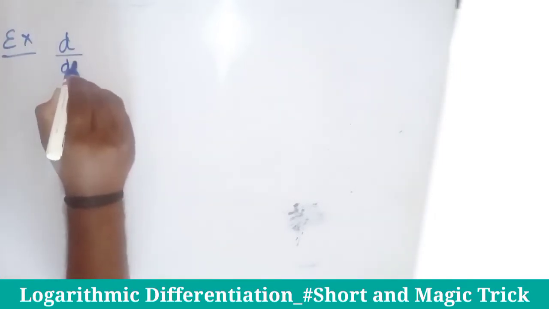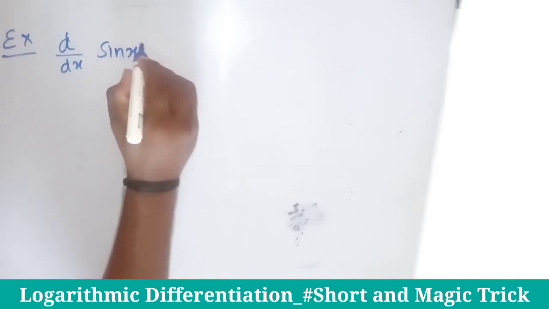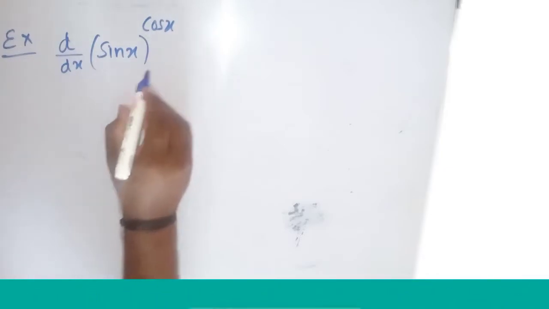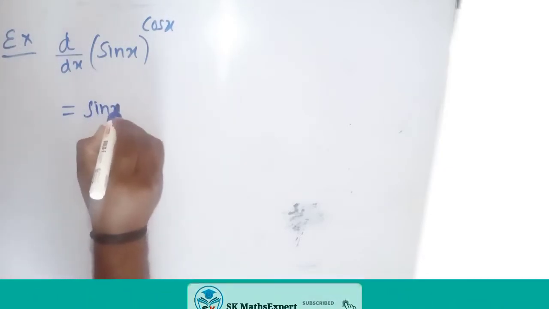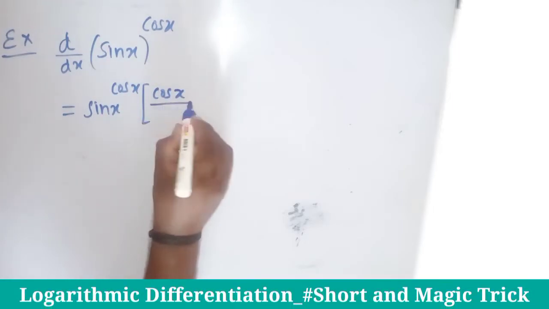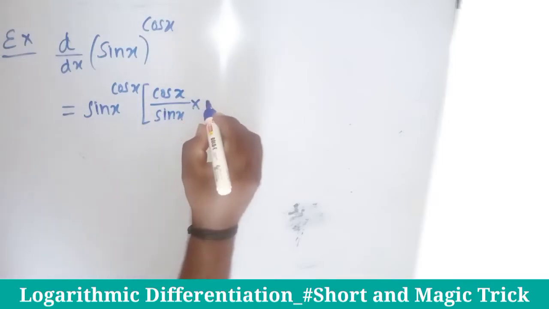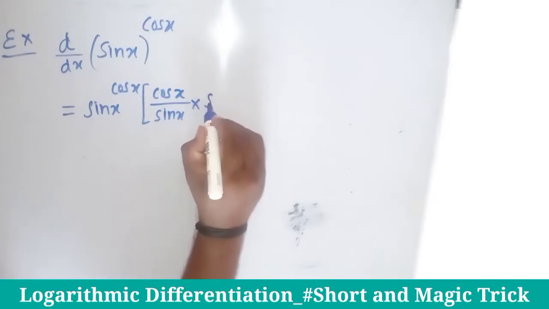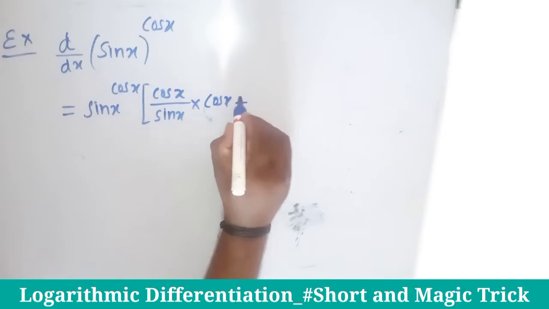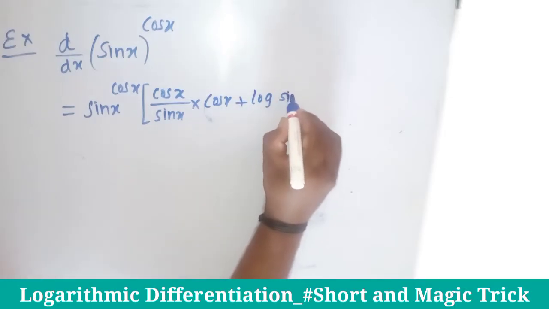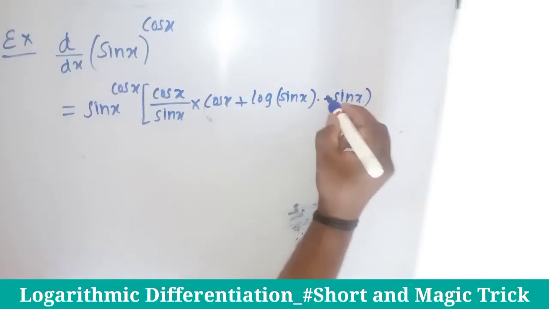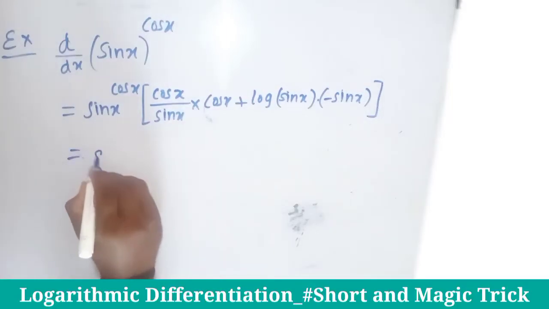d by dx of sin x to the power cos x equals, my correct answer will be sin x to the power cos x, inside the bracket cos x upon sin x into the derivative of sin x, which is cos x, plus, write log f of x, that is log sin x, into the derivative of g of x, that is minus sin x, bracket complete, and do some calculation.